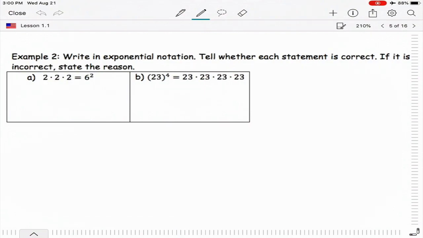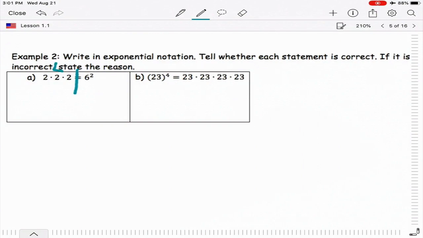The good news is spelling and grammar none of that really matters if you can get your ideas across correctly. So please keep that in mind. So we'll look at letter A together. Letter A says 2 times 2 times 2 equals 6 squared. One thing I always recommend is, why don't you solve it yourself first? So just like when you solve equations, you draw a line to the equal sign.